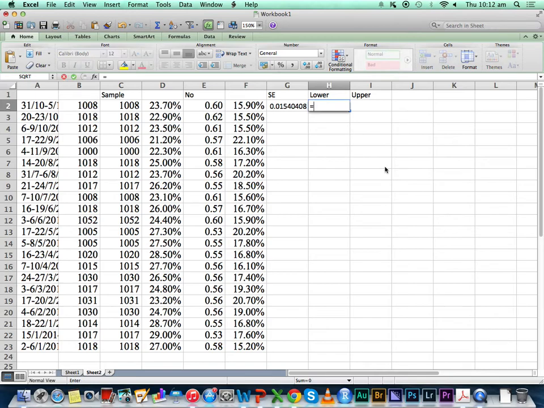And the lower bound is equal to the percentage itself, p itself, minus 1.96 times the SE, and the upper bound is p plus 1.96 times the SE.